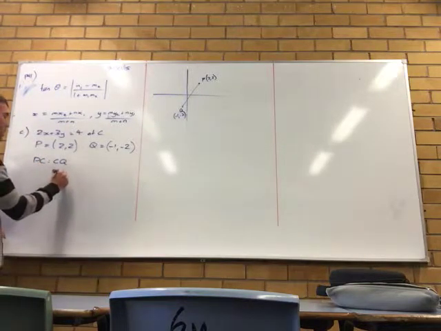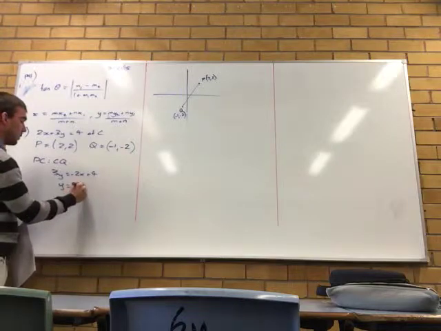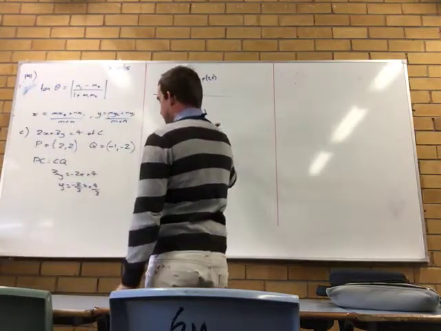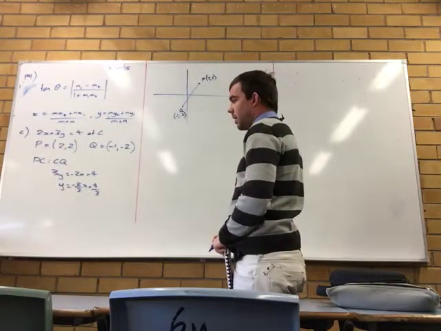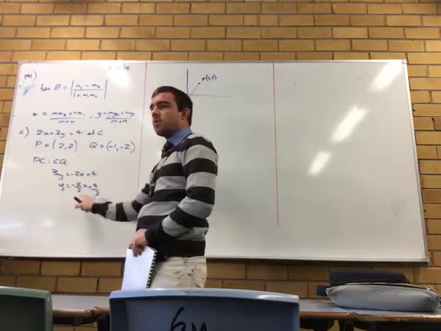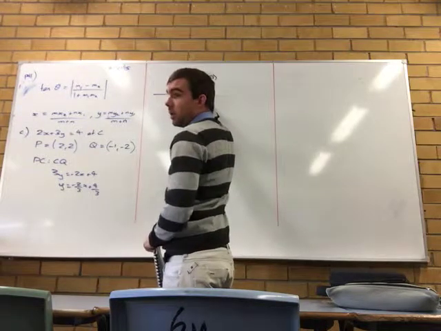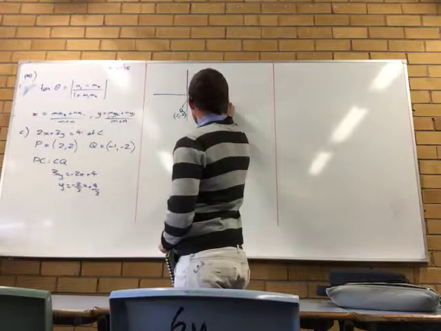So 3y is negative 2x plus 4, and y is negative 2/3 of x plus 4/3. It doesn't always work nicely with those numbers in the fraction, however we can still do the application. At 4/3, so just over 1, approximately here. Now the gradient, m, is rise over run, so we've got a rise of negative 2 and a run of 3. So from this we go down 2, just below the origin, and then a run of 3.